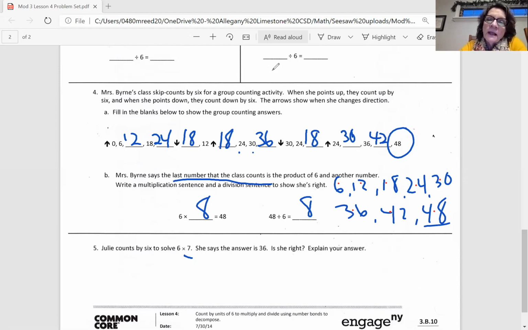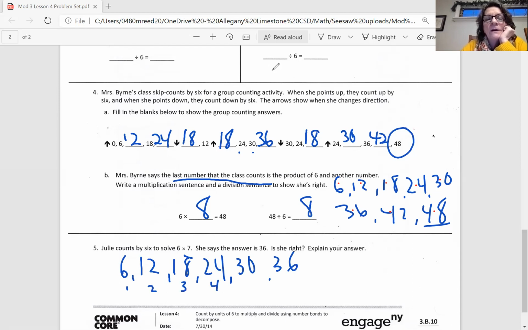So let's go ahead and count again. We'll sing our song. All right, and I'll write as we sing together. Okay. 6, 12, 18, 24, 30, 36. And let's stop right there. We got 1, 2, 3, 4, 5, 6. That's only 6 6s. If we count 7 6s, we have to count 1 more. So there's 7 6s. So is 6 times 7 36? Is she right? No, 6 times 7 is actually 42. So we got to answer that question.